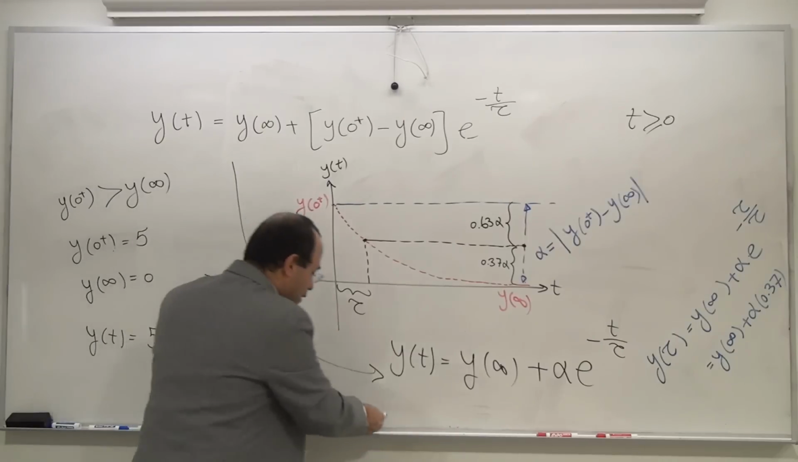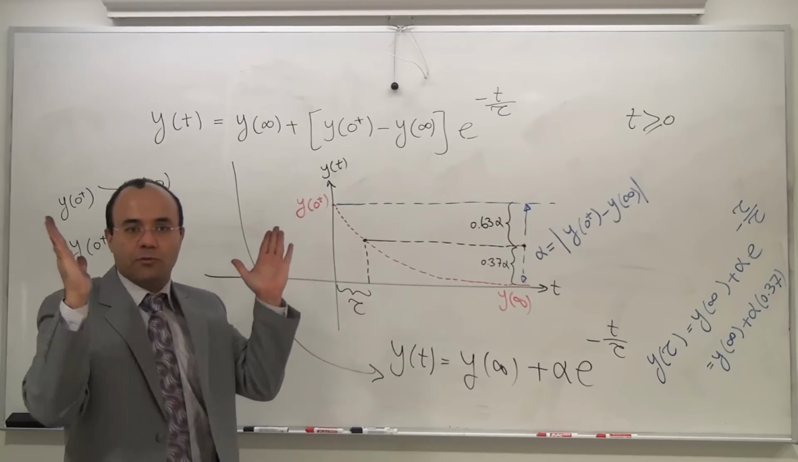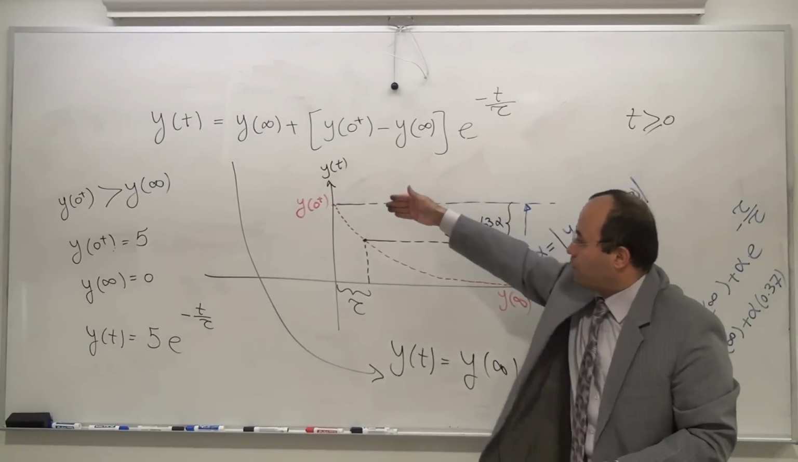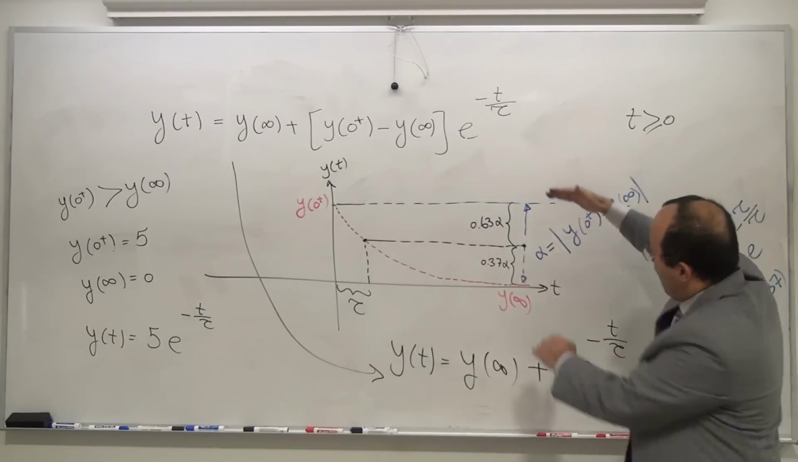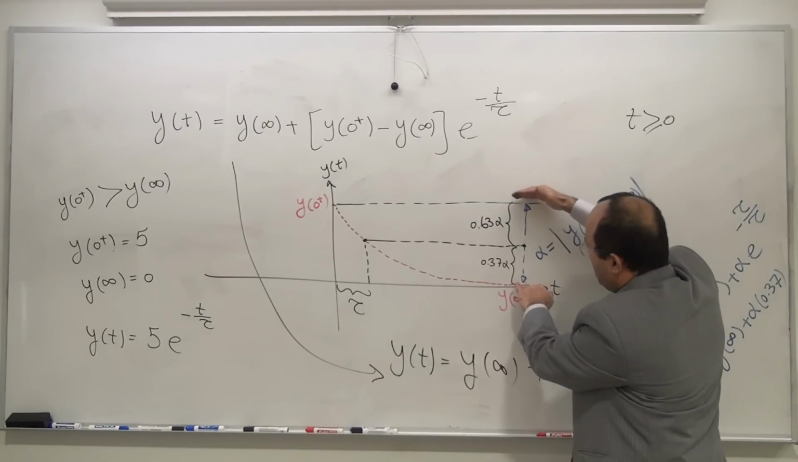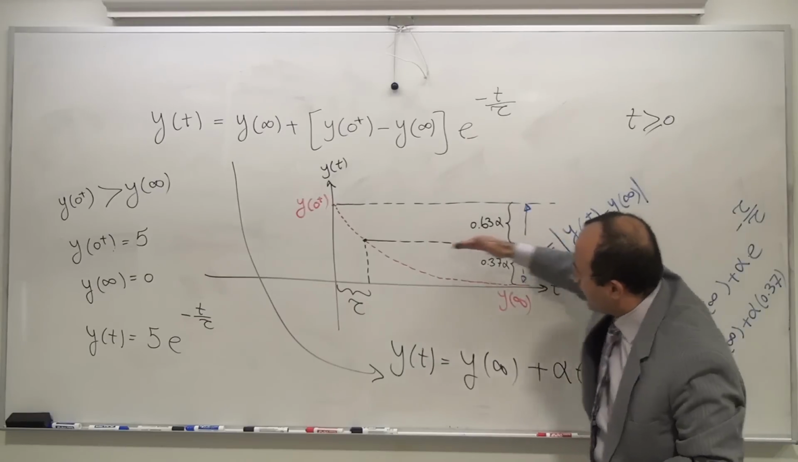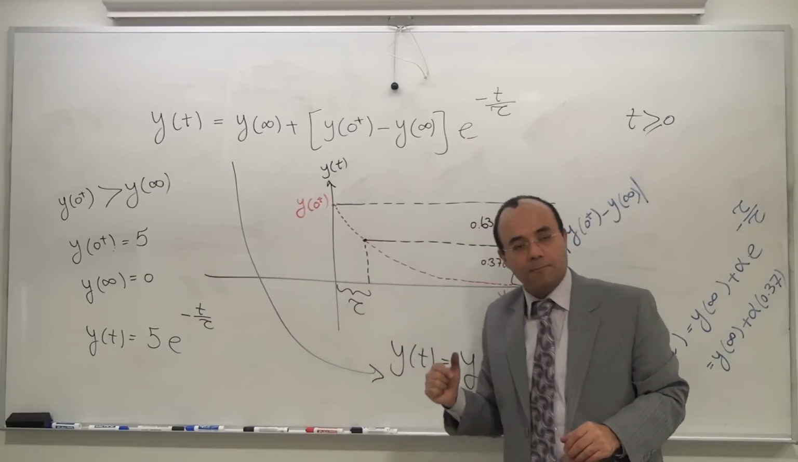So the system is easy. What do I do? If it is a falling signal, I'm going to find the gap. I'm going to find 63% from the highest level down, hit the curve, come down, that's your tau.